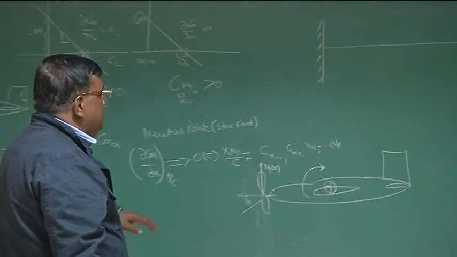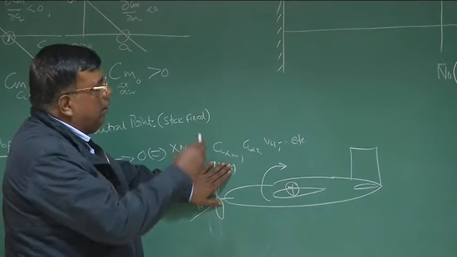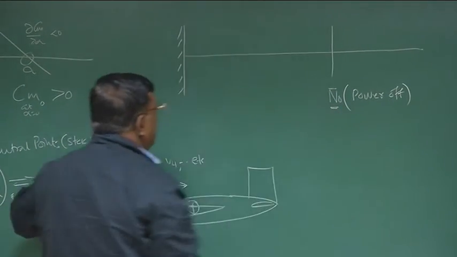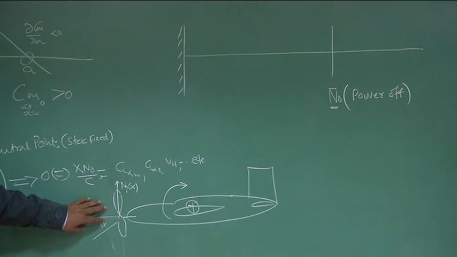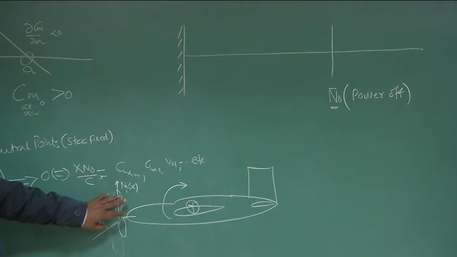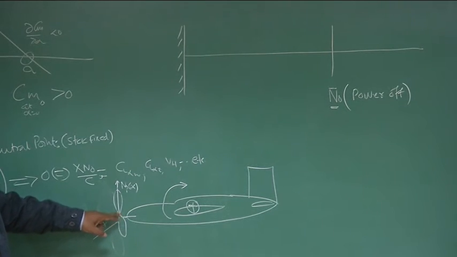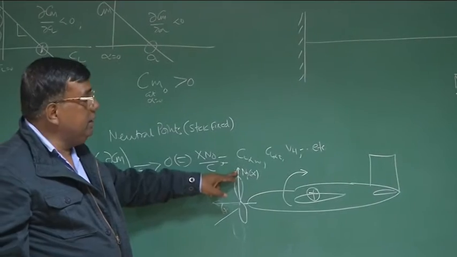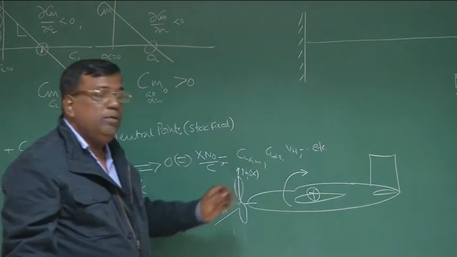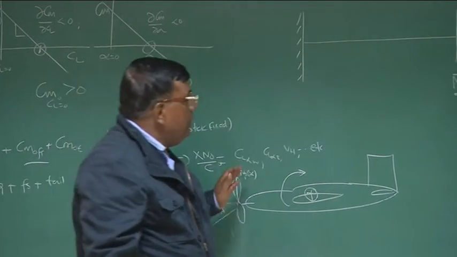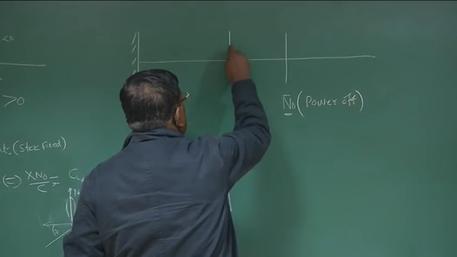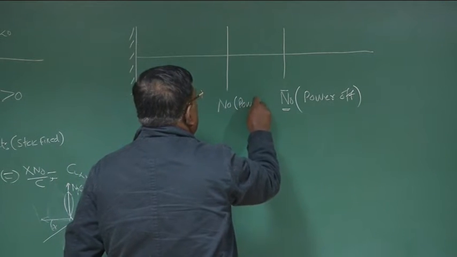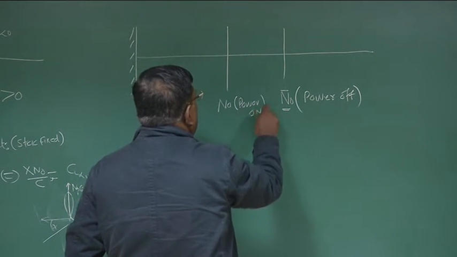So what is the message? If the engine was off, that is power off, if the neutral point is here, the fixed neutral point is here, the moment I switch on the engine, what will happen? This aircraft, with the engine at the nose, ahead of CG, has a destabilizing effect, we have agreed. So the overall stability of the airplane will reduce, right? So the N naught with power on will come forward.